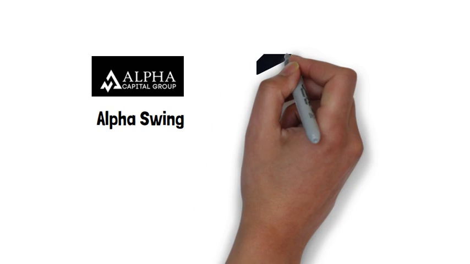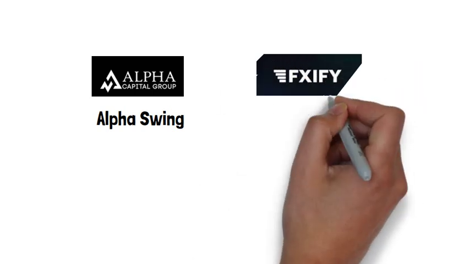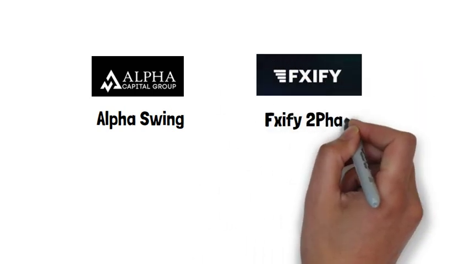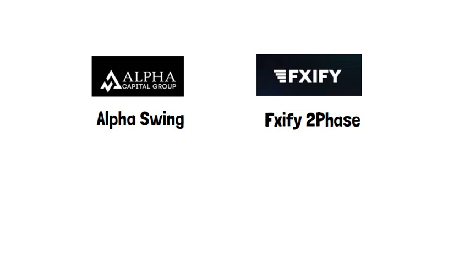So this video will be on comparison between the Alpha Capital Group and FXify. I have considered Alpha swing account because they allow the news trading. If you see with the Alpha Pro account, they don't allow the news trading. However, this model allows news trading. So that's why it can be compared with the FXify two-phase program.